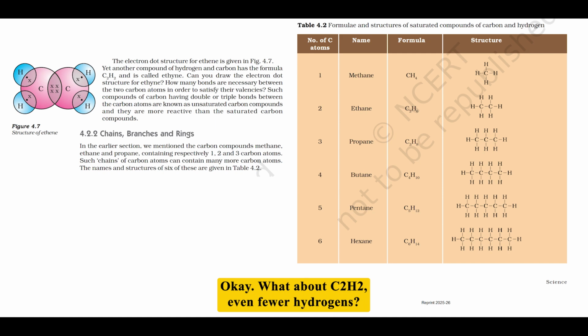Okay. What about C2H2, even fewer hydrogens? 2 carbons, only 2 hydrogens. How do we make that work? Well, if a double bond worked for ethene, maybe a triple bond here. You got it. A triple bond between the carbons. HC≡CH. Each carbon forms a triple bond to the other carbon and a single bond to one hydrogen. Again, 4 bonds per carbon are satisfied. Ethyne is also highly unsaturated and reactive. Saturated like ethane versus unsaturated like ethene. And unsaturated means more reactive.